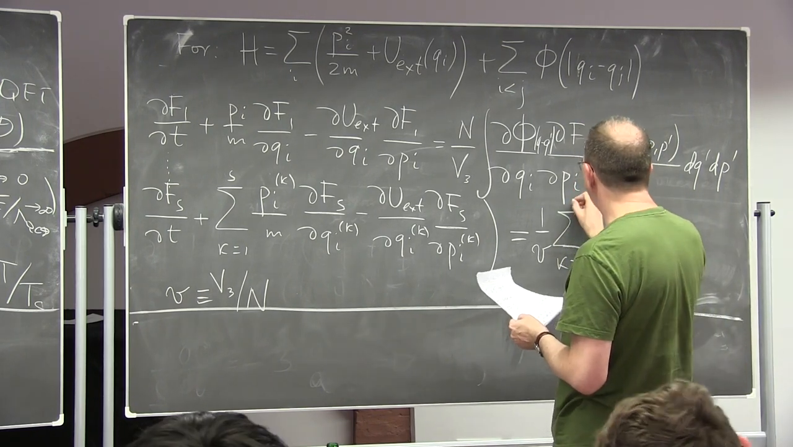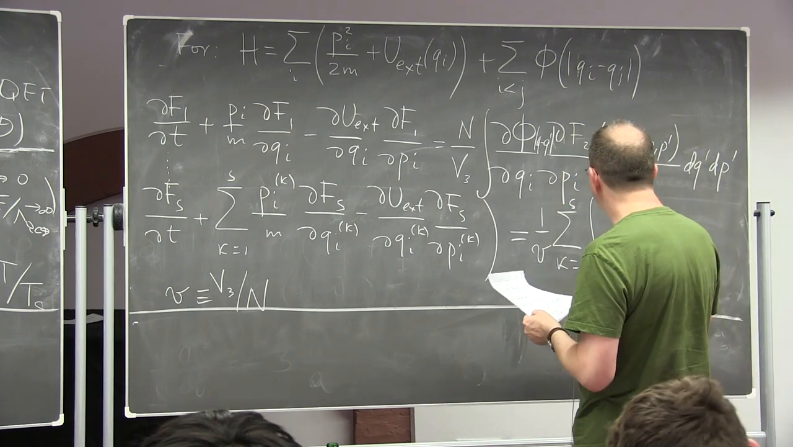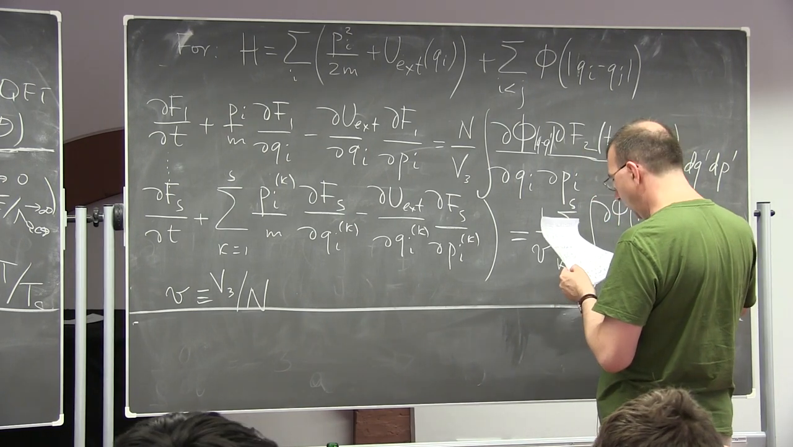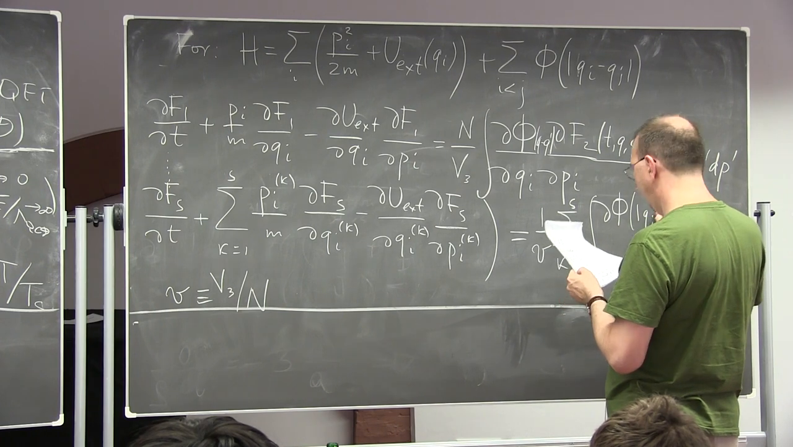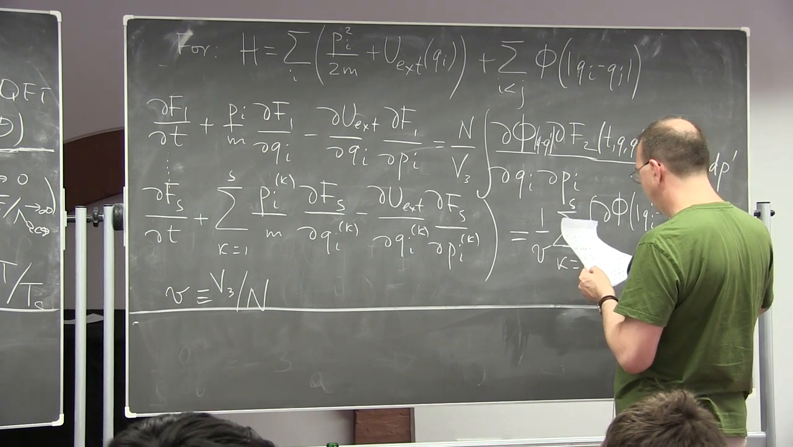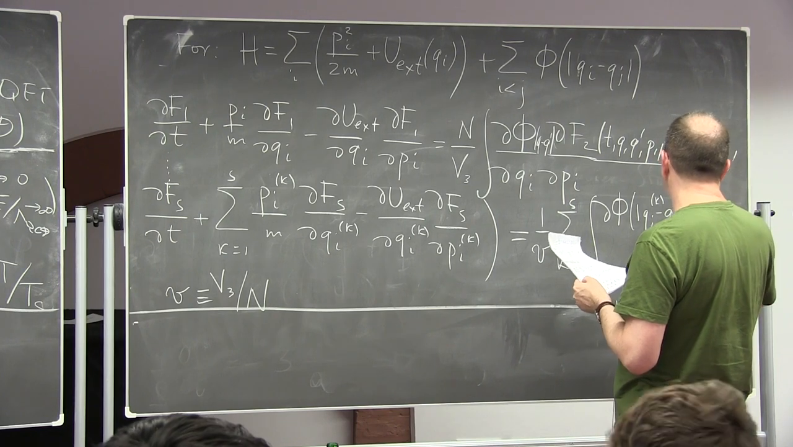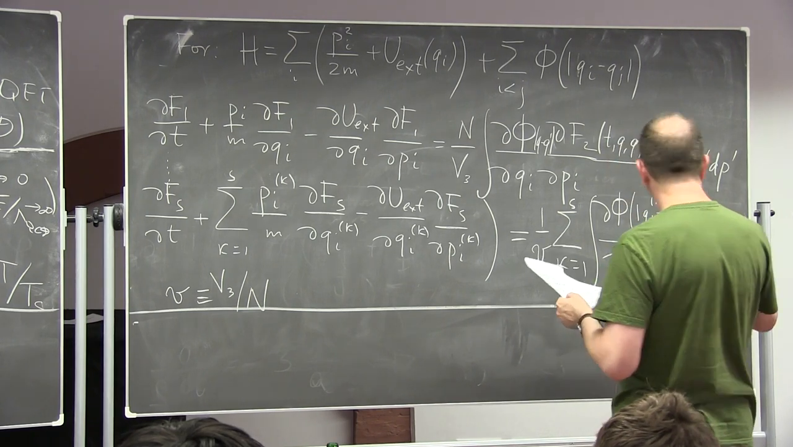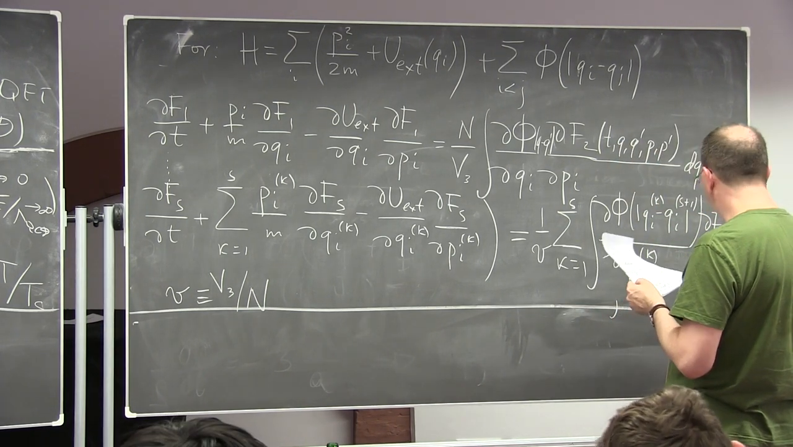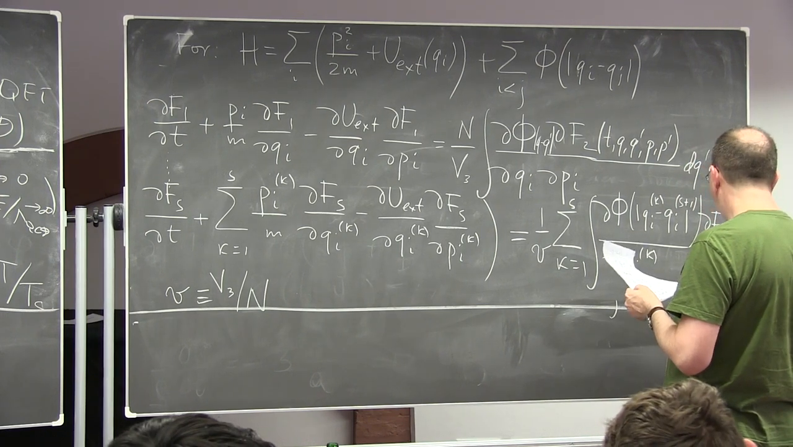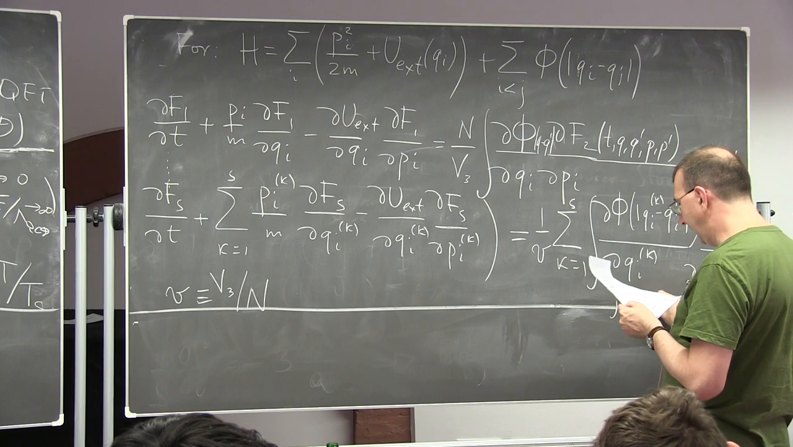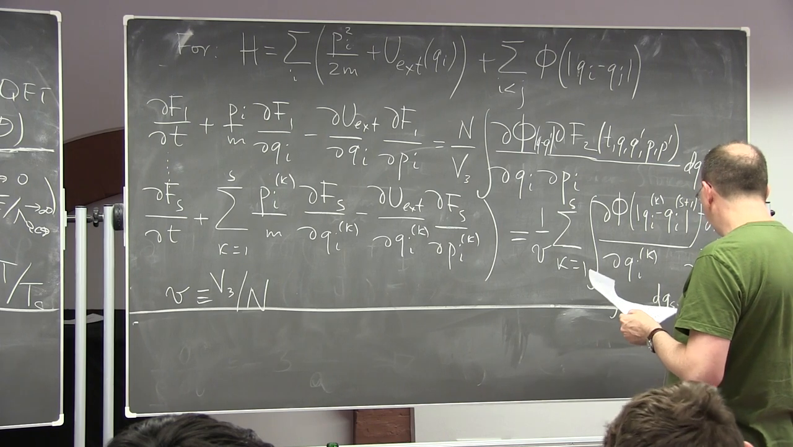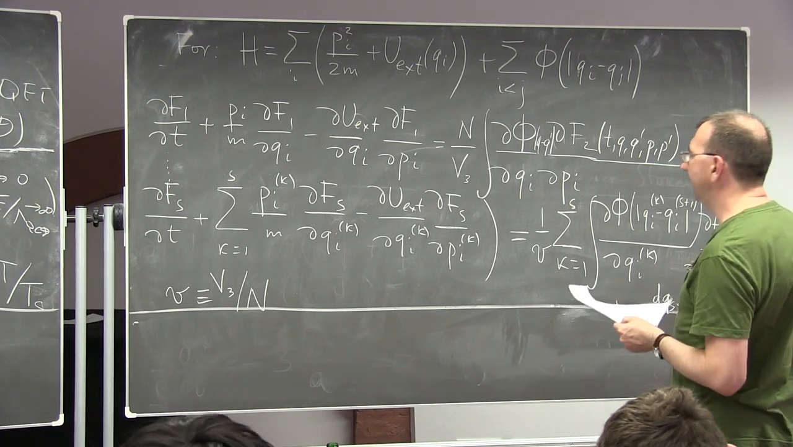Sum over k from 1 to s. Here we have the integral d phi, the interaction potential, which depends on q_k of the kth particle minus q of particle s plus 1, like this, over d q_k, d f_{s+1} divided by d p_k, integrated over d q_{s+1} until the end, dq_{s+1}, dp_{s+1}.